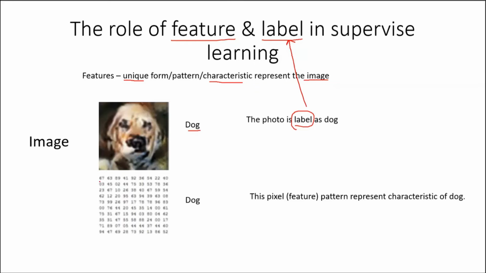And the features: these numbers, basically 62, 89, 42. So these are called features. The pixels here represent a characteristic of a dog. So the pixels as a whole, not just one pixel, the whole pixels.